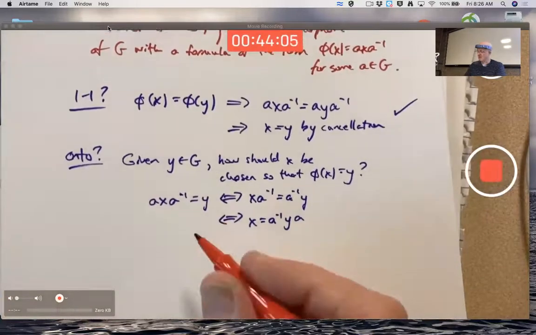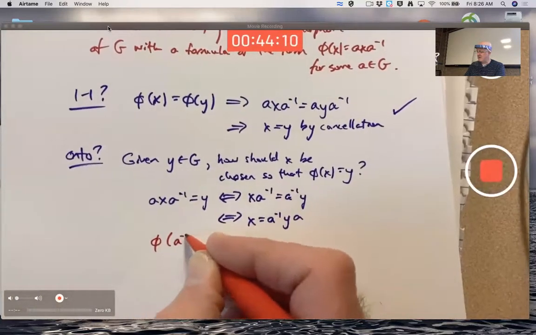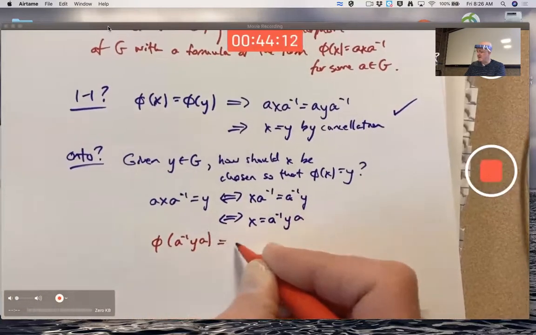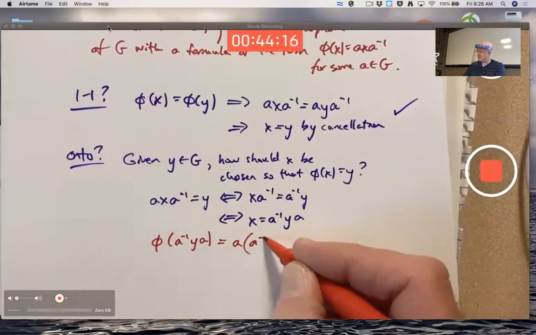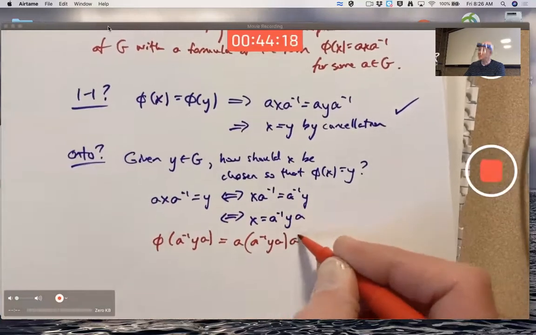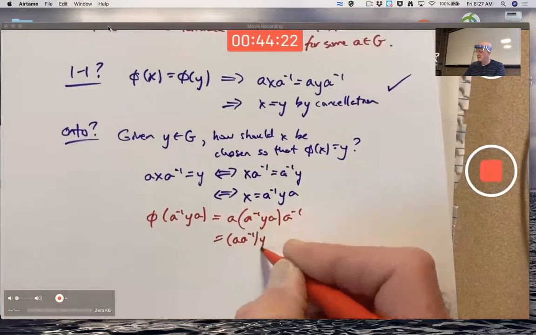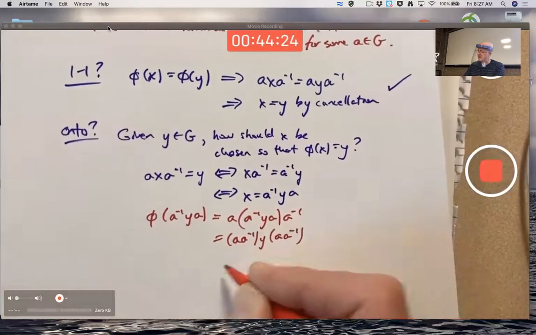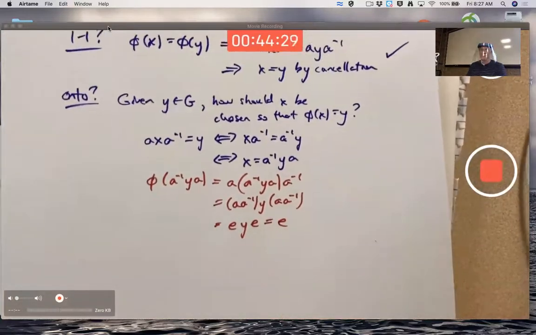But if you wanted to be extra picky about it, you could say phi of a inverse y a is, using the formula, a times a inverse y a times a inverse. And then by the associative property, you can write this, and then you can write that like this if you want to be extra careful about it.